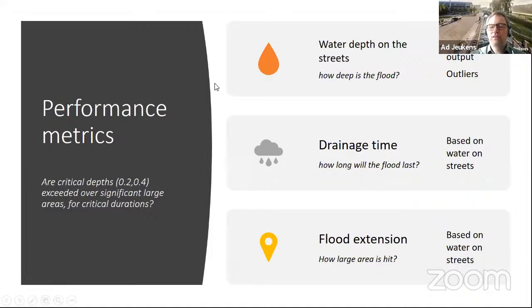So 20 centimeters as a level above which water may enter houses and businesses, and higher will also cause material damage inside. Below 20 centimeters, there's just a delay of traffic and less commercial traffic possible in the area. The drainage time is, of course, also important to see how long there will be interruptions of services, and the flood extent is another measure of the extent of the problem.